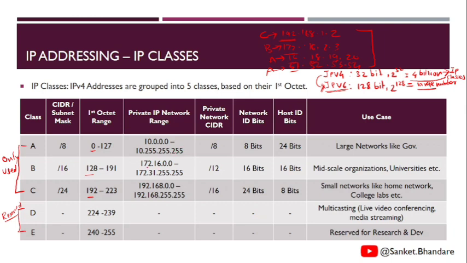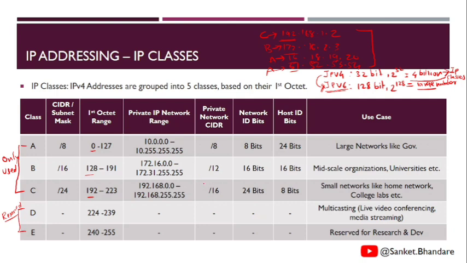Similarly, for class B, we have 172.16.0.0 till 172.31.255.255. And for class C, we have a private network range starting from 192.168.0.0 till 192.168.255.255. So this is the CIDR or subnet mask for class A private network. This is the subnet mask for class B private network, and this is the subnet mask for class C private network.